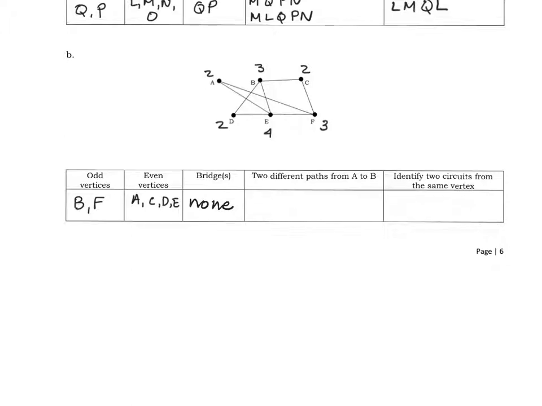Two different paths from A to B. Well, the most direct one that I can see is AEB. So I could also say A, E, D, B would get me there as well. Okay, so notice I never said AB because there's no edge connecting those two, so those would not be a path. So then it says identify two circuits from the same vertex.